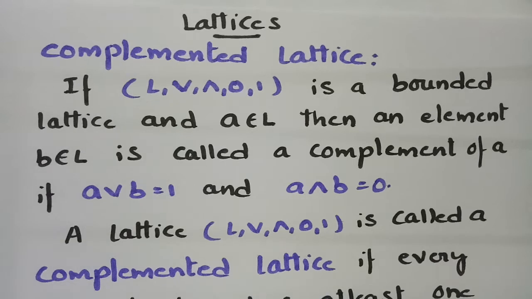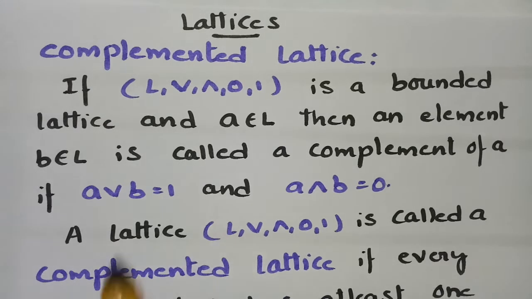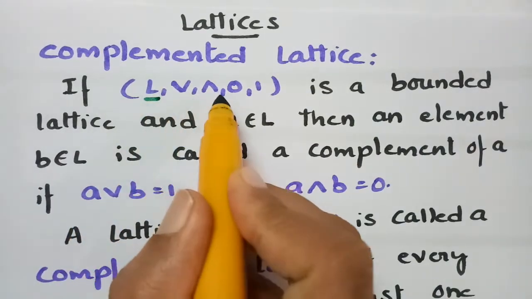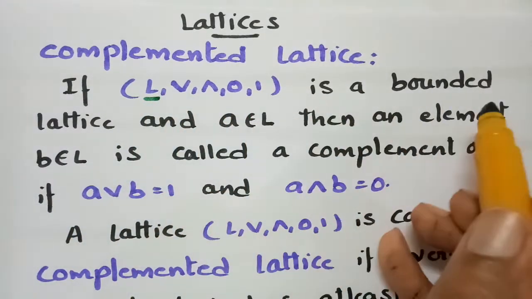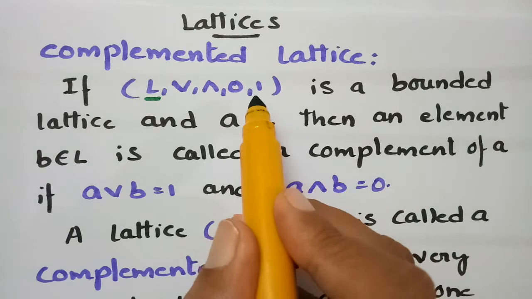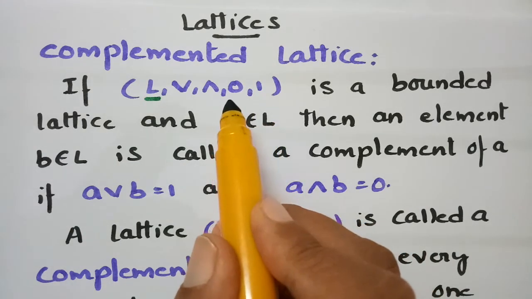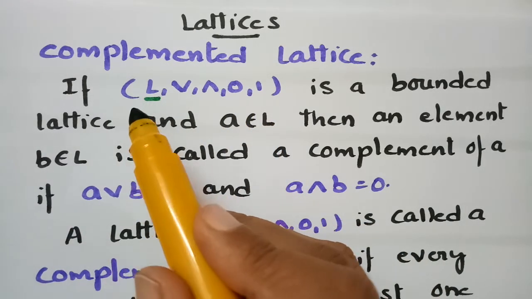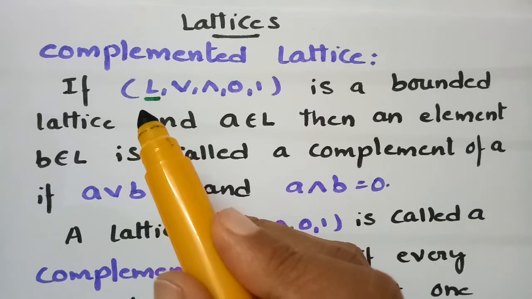Today's video is on complemented lattice, and this is related to discrete mathematics. In today's video I am going to explain what a complemented lattice is. See here, if (L, join, meet, 0, 1) is a bounded lattice, the greatest element is 1 and the least element is 0, and the lattice L is bounded between these two elements.